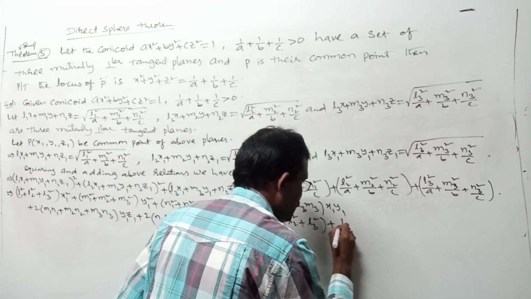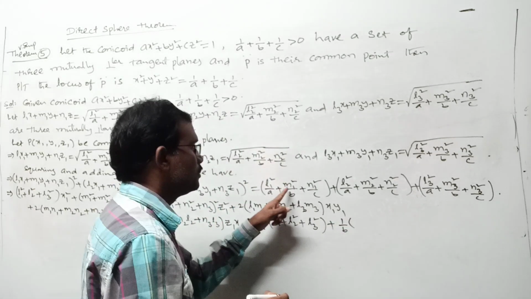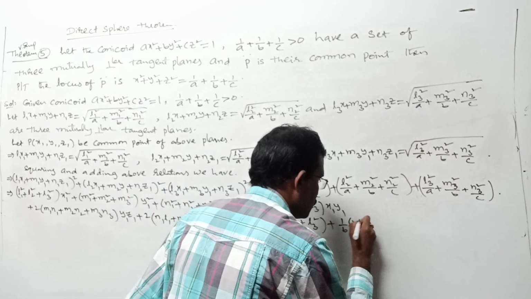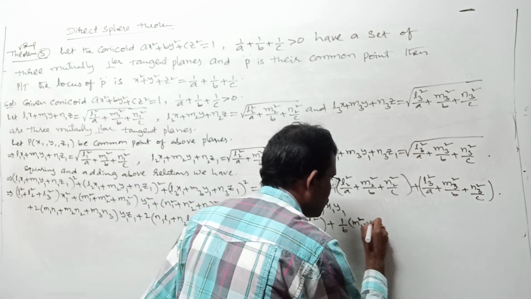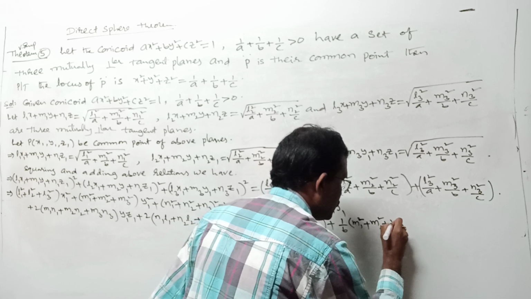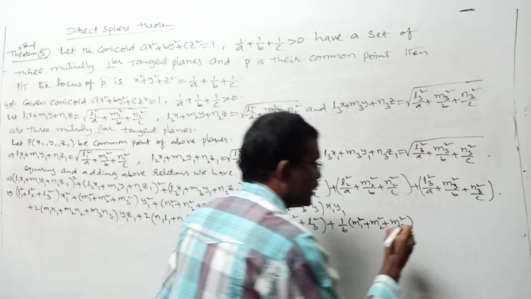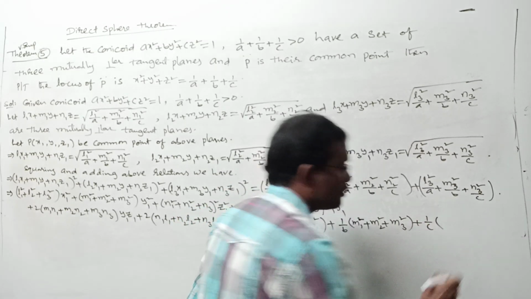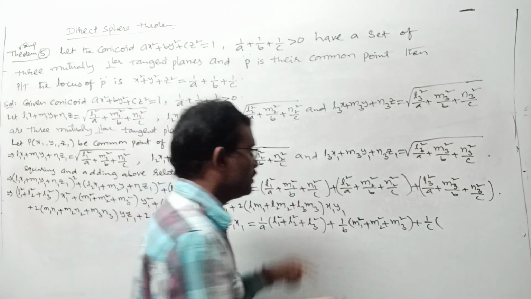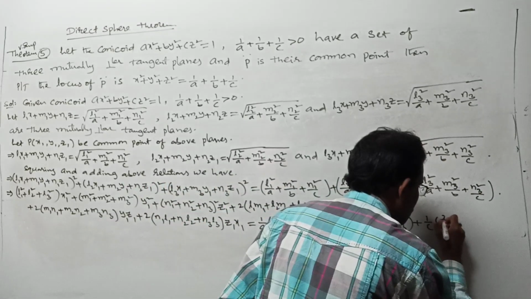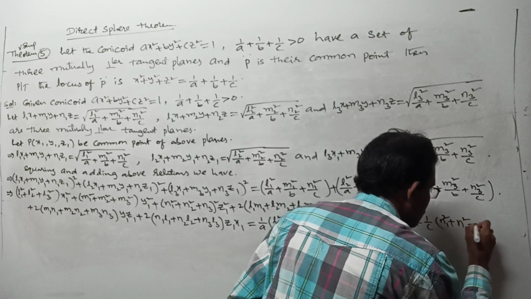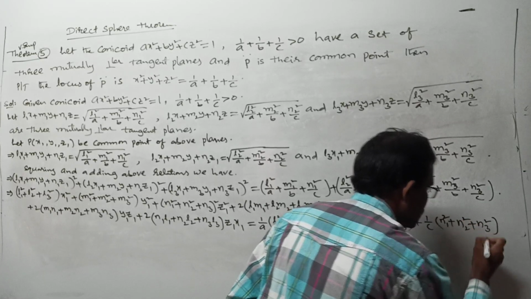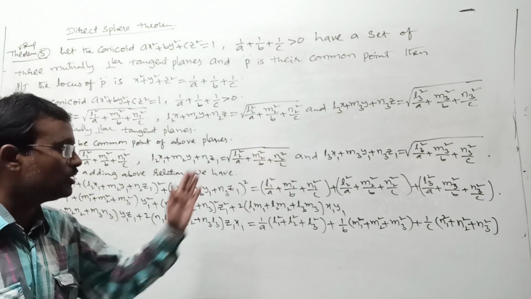Next write 1 by b coefficient. It is what? m1 square plus m2 square plus m3 square. Next write down 1 by c coefficient. 1 by c coefficient is what here? n1 square plus n2 square plus n3 square. Is it giving the complete simplification of the above expression or not?